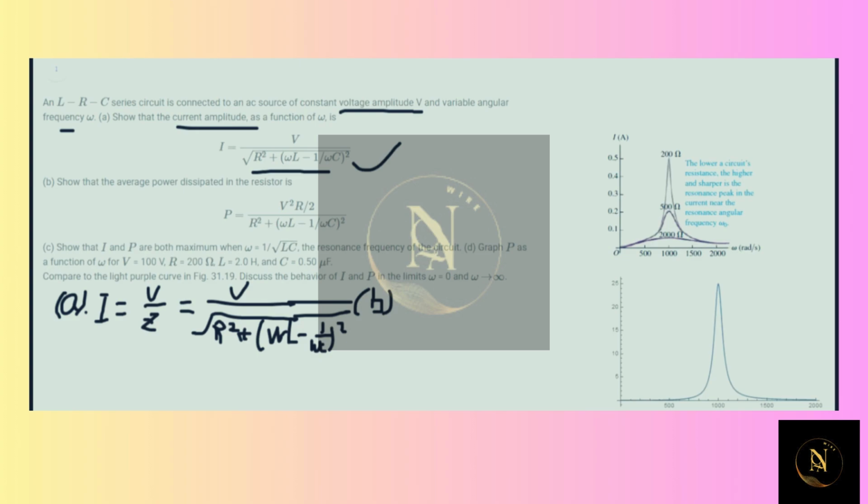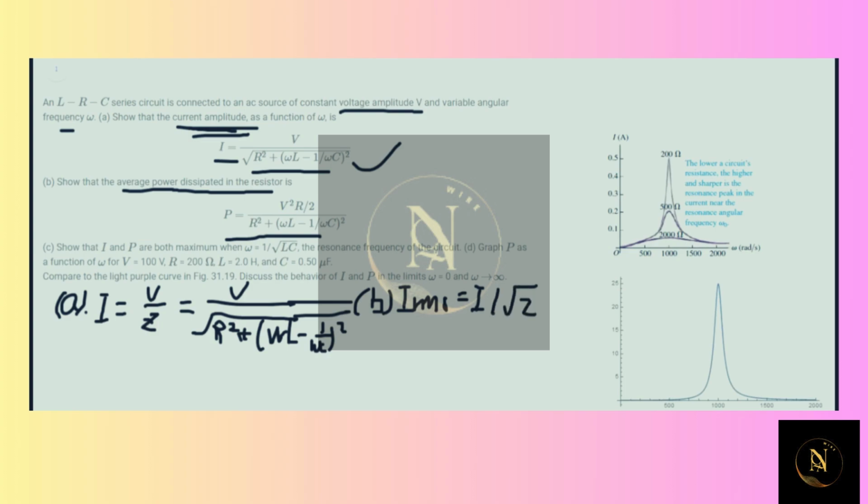And for part B, we want to show that the average power dissipated in the resistor is given by this formula. To do this, if we look back on the current, we see that this is actually the current amplitude. To figure out the power, we need to transfer the amplitude into the RMS value, and the relation is I RMS equal to the amplitude over square root 2.